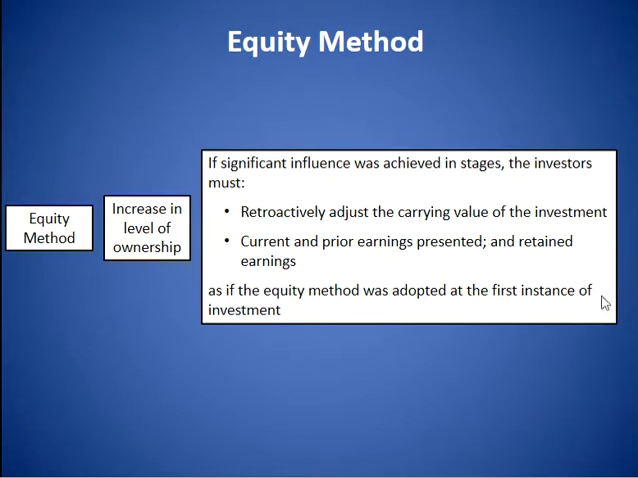If significant influence was achieved in stages, the investors must retroactively adjust the carrying value of the investment, and the current and prior earnings presented and retained earnings must be adjusted, just as if the equity method was adopted at the first instance of the investment. So this involves a restatement. Again, I wouldn't worry about that information too much, other than know that if you did acquire your investment in stages and then you reach the equity method, you'd have to restate everything from its inception.